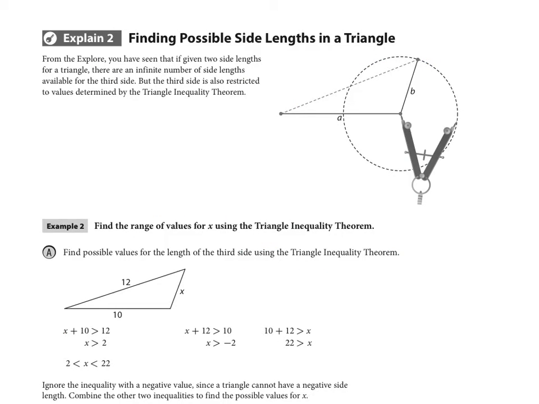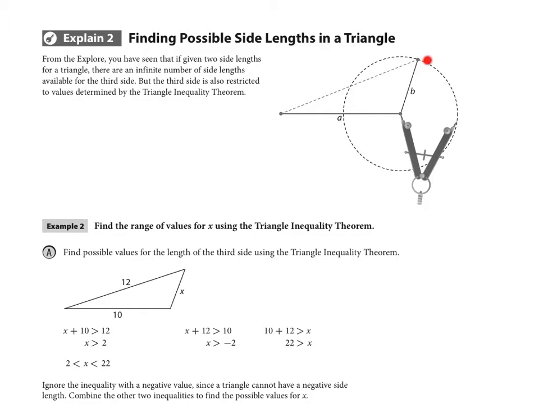Okay, and explain 2 here, I'm on page 344. We're trying to find possible side lengths in a triangle. What you can see in the diagram up here where they're drawing a compass is that if you're given 2 side lengths, A and B, then a third side could be anywhere in between, where this radius of B would be drawn of a circle off of the end point of side A.